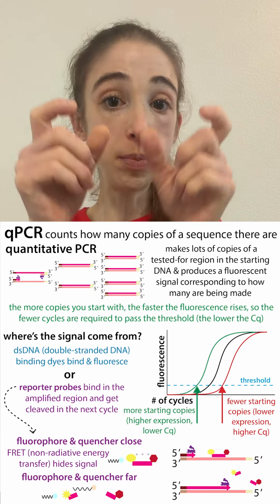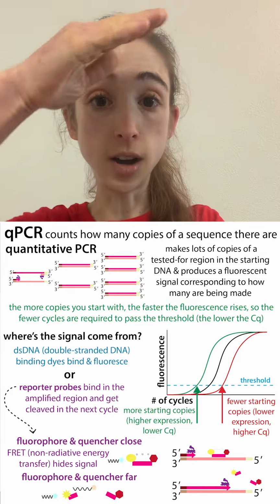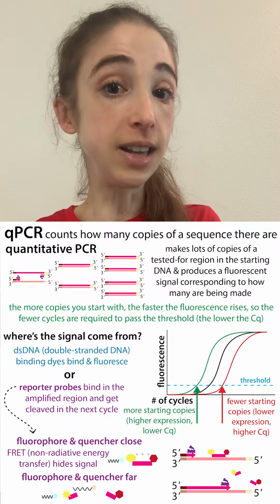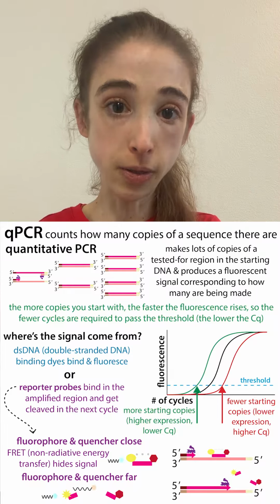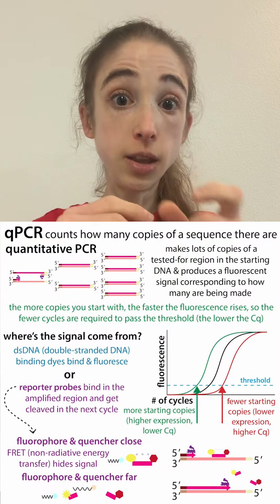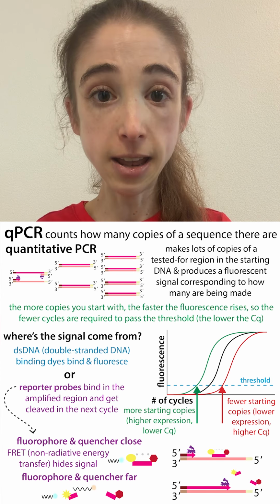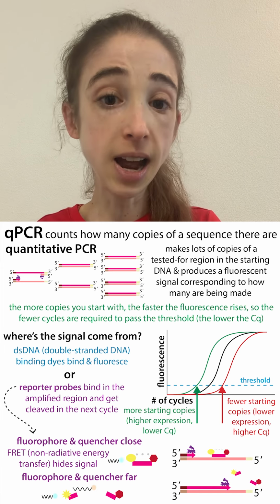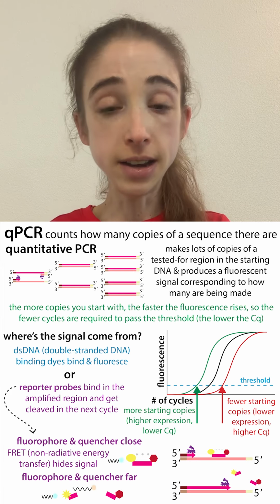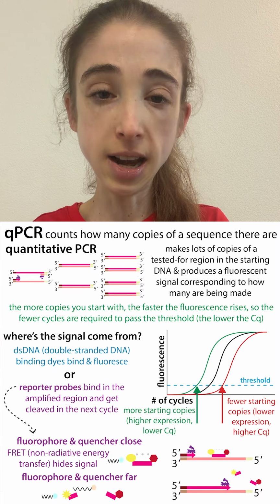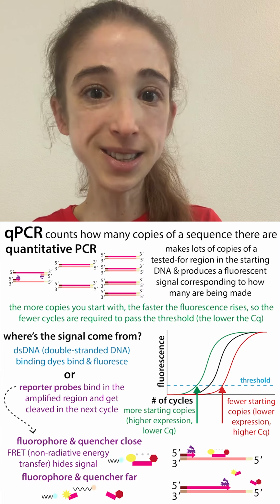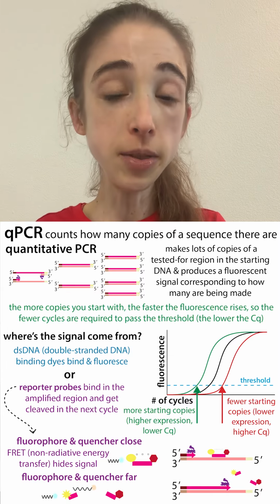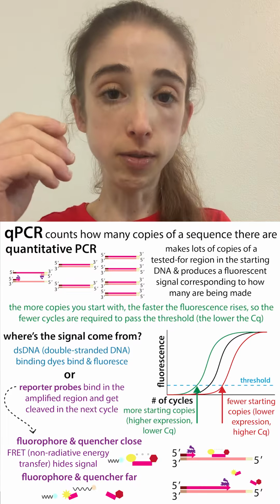And so you keep making copies of this region, and each cycle you're doubling the amount of copies that get made. If you have a way to look at the copies as they're being made, then you can get an idea of how many copies you started with, because the more copies you start with, the quicker you're going to have a ton of copies of the DNA. We can look at the copies as they get made using things like fluorescent dyes as well as probe reporters that fluoresce in the presence of double-stranded DNA or in the presence of a specific piece of DNA. Basically every cycle you're going to double the amount of DNA, and so you would double the amount of fluorescence that you see.